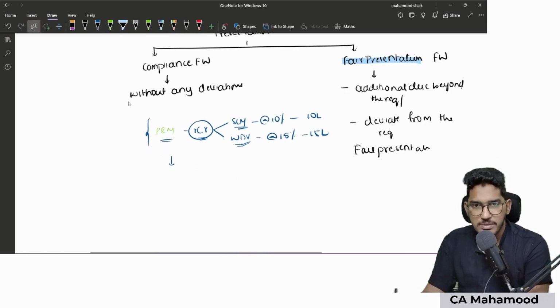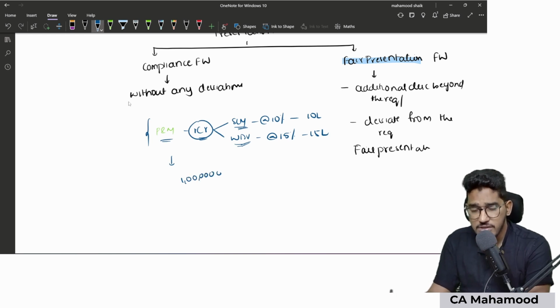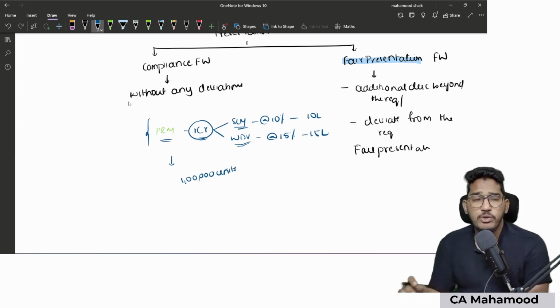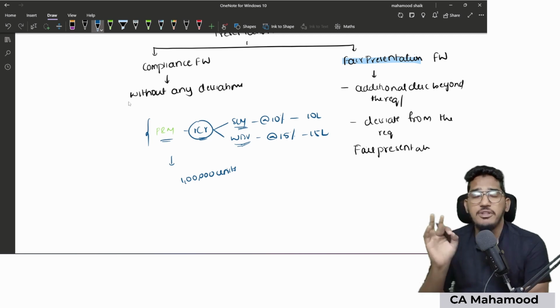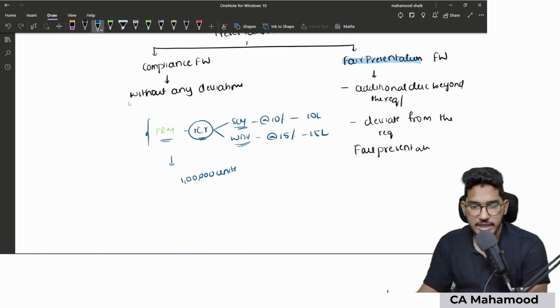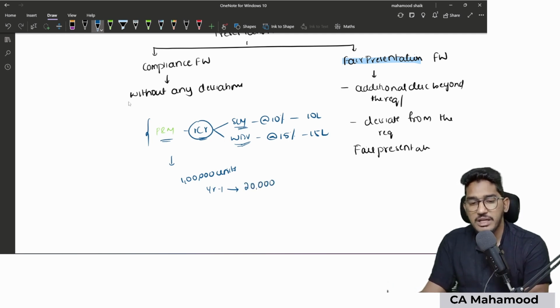See, the usage of the machinery: this plant and machinery was designed in such a way that it will produce exactly 1 lakh units. After producing 1 lakh units, it will stop working. Now in year 1, the company has actually produced 20,000 units out of that machinery.